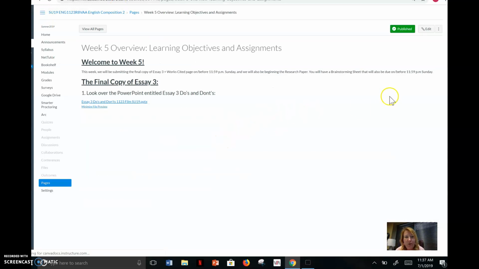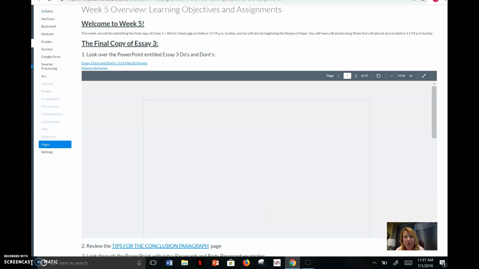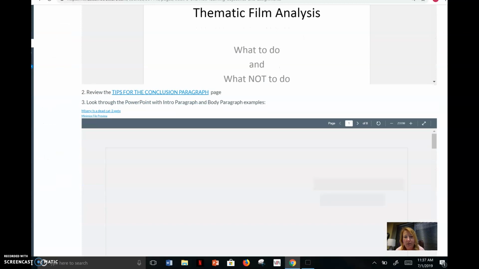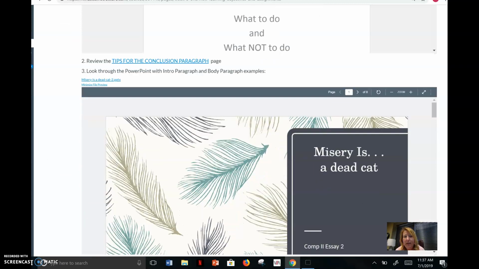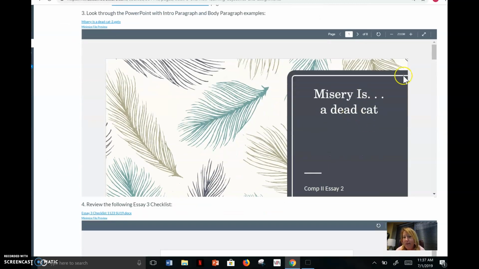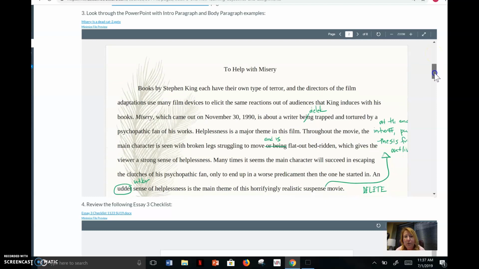Okay. Also, you will have in your essay 3 to look through some examples. So I made this one from a class I did with Pet Sematary and Misery. So here's one.